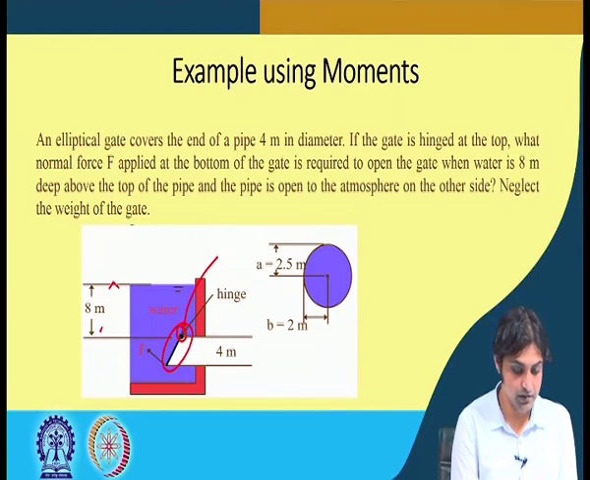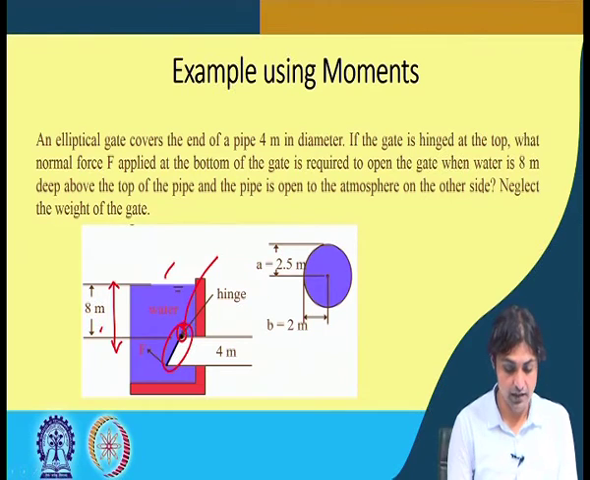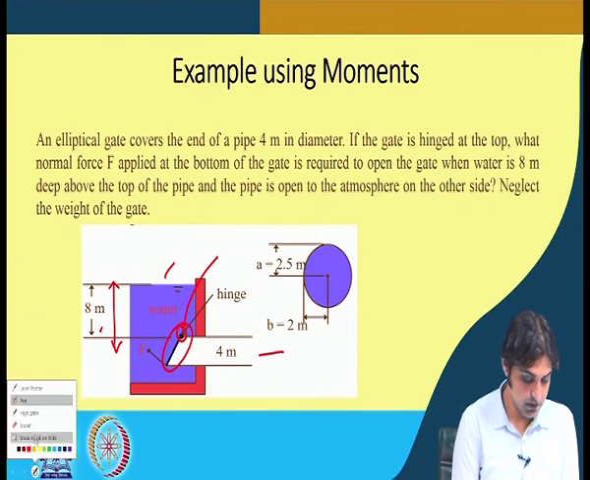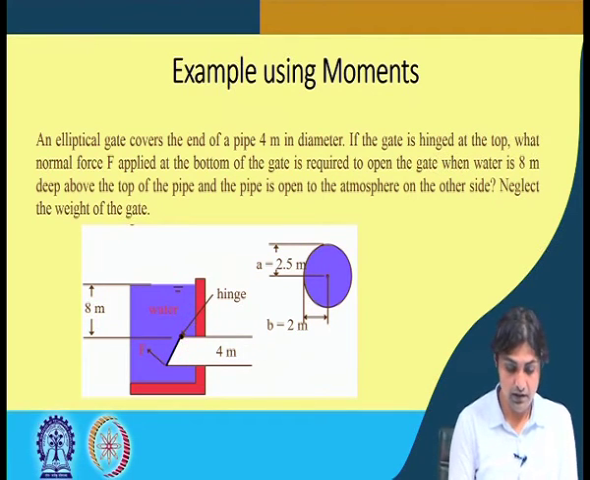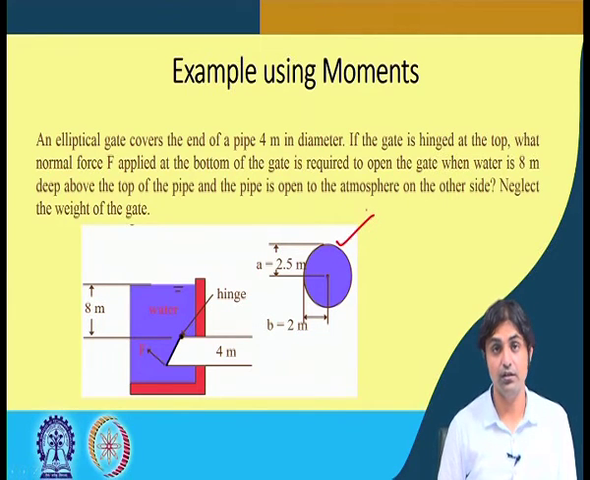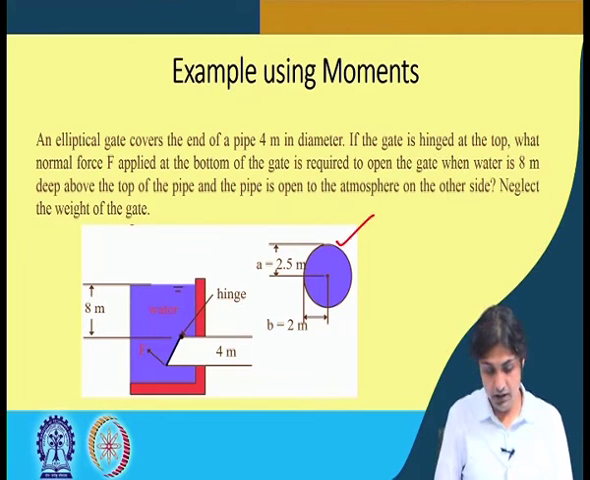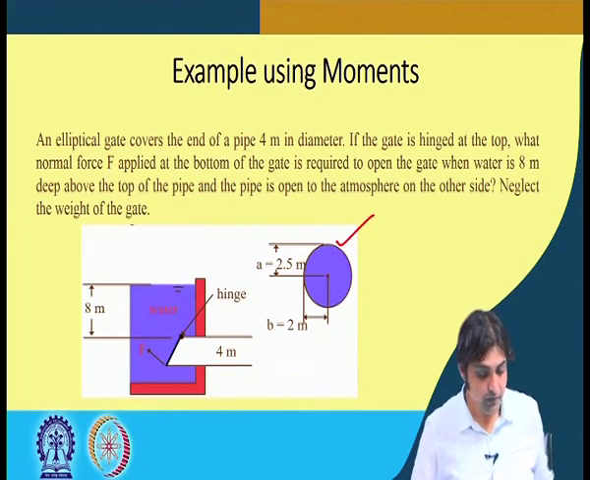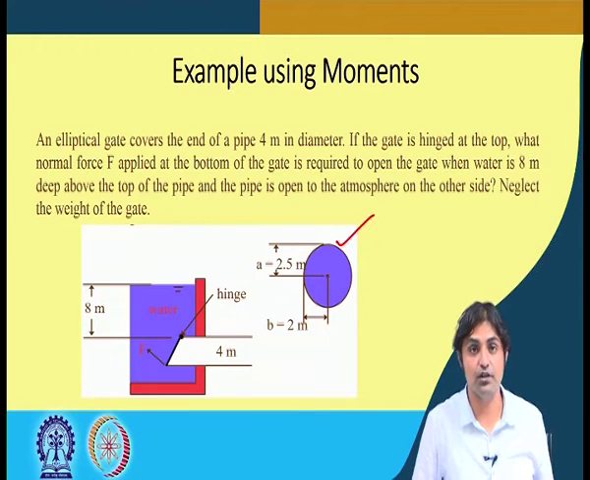Okay, and the pipe is open to atmosphere on the other side here. Neglect the weight of the gate. So this is how this elliptical gate looks. This is the cross section. Once you have understood the question, we can proceed with the solutions now.